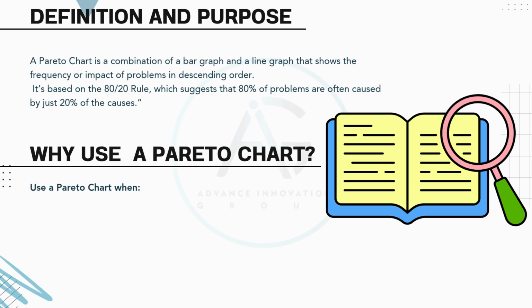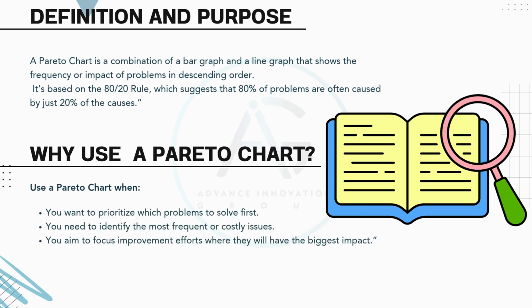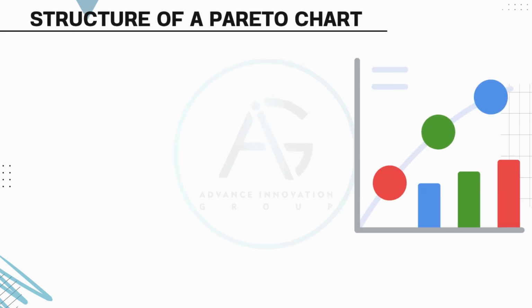Why use a Pareto chart? Use a Pareto chart when you want to prioritize which problems to solve first. You need to identify the most frequent or costly issues. You aim to focus improvement efforts where they will have the biggest impact.